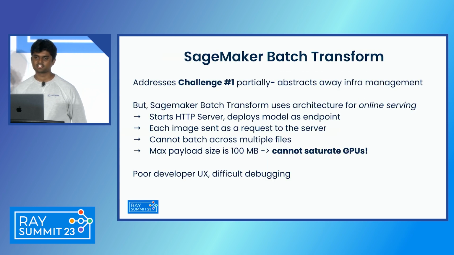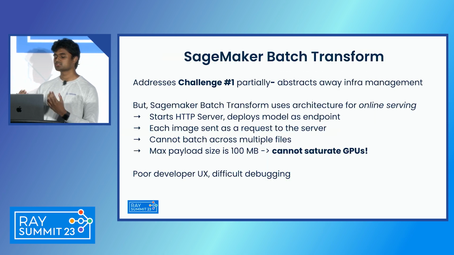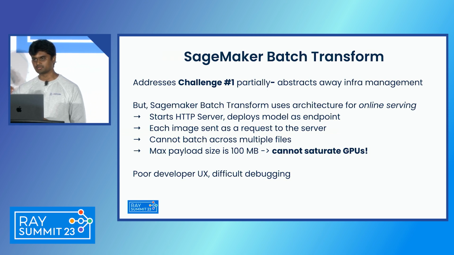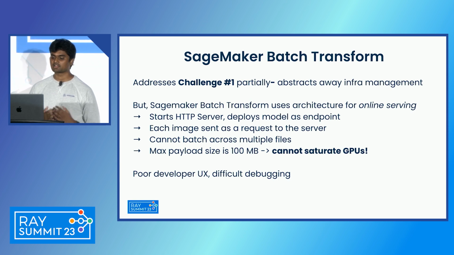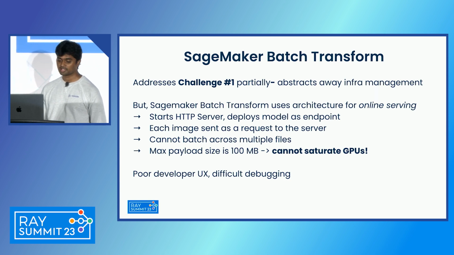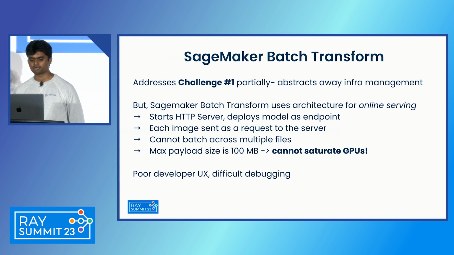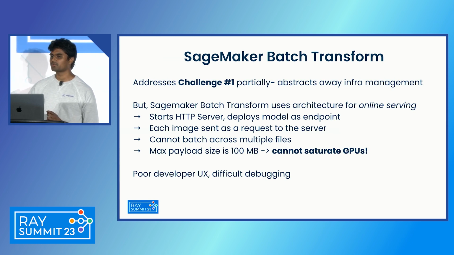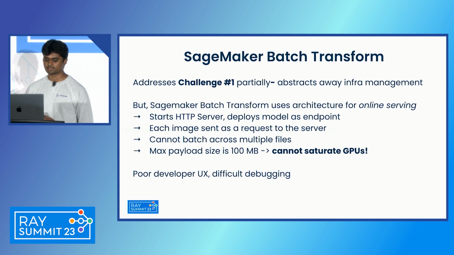So first, about SageMaker batch transform. This is one of the solutions that falls into category number 2, which is using online inference solutions for the offline case. So again, this addresses challenge number 1 partially. It abstracts away the infrastructure management. But with regards to the rest of the challenges, it doesn't really work well. SageMaker batch transform uses an architecture for online serving. So it starts an HTTP server, deploys a model as an endpoint, and each image is sent as one request to the server to get predictions back.